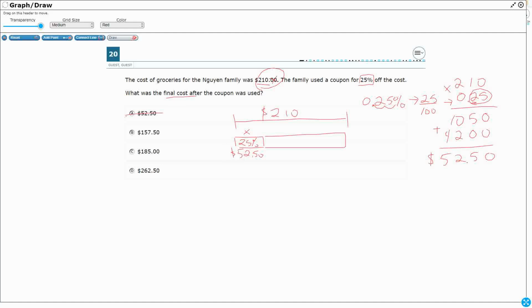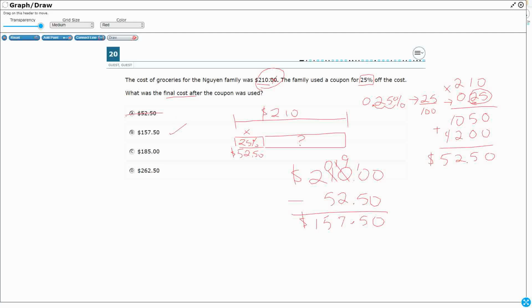I need to figure out what the final cost is, which means I'm looking for how much I have left to pay. Well, what I could do there is take my 210.00, my original price, and subtract my $52.50. If I do that, then I can find the final cost after the coupon was used. So kind of regroup here. That's a 10. Regroup. It's another 10. So that's going to be 5. 7. 20 minus 5 is 15. So I'm looking at 157.50. So that's looking good right there.